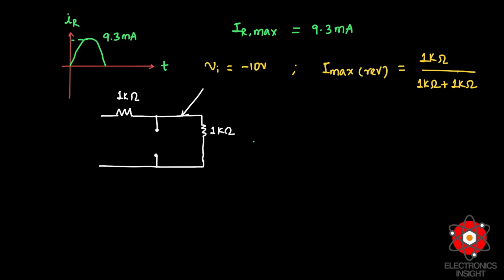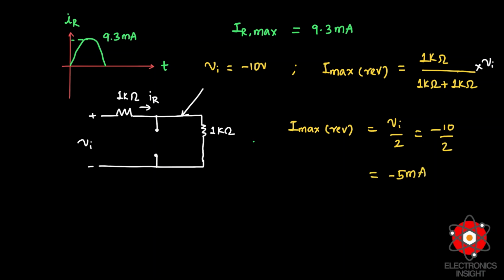These are two resistors connected in series, and you will have Vi here, and you need to find out this IR. This IR will now actually flow across this load resistance also. That is why we do this calculation into Vi, and that Vi is nothing but minus 10 volt. So I max in the reverse conduction will give us 1 by 2 into Vi, which is equal to minus 10 by 2, which is equal to minus 5 milliamps. So if we draw here, this is going to be minus 5 milliamps.